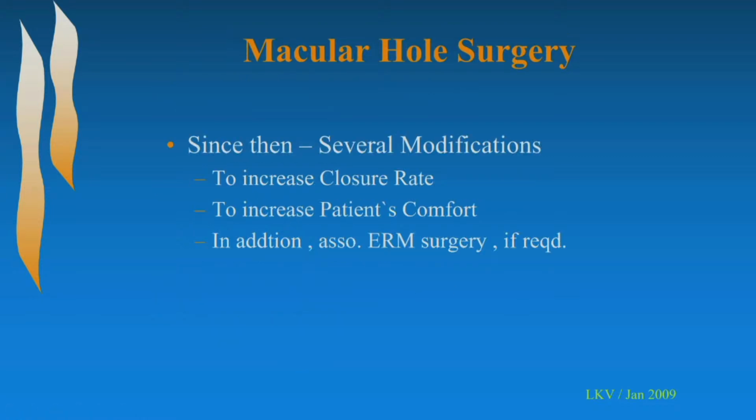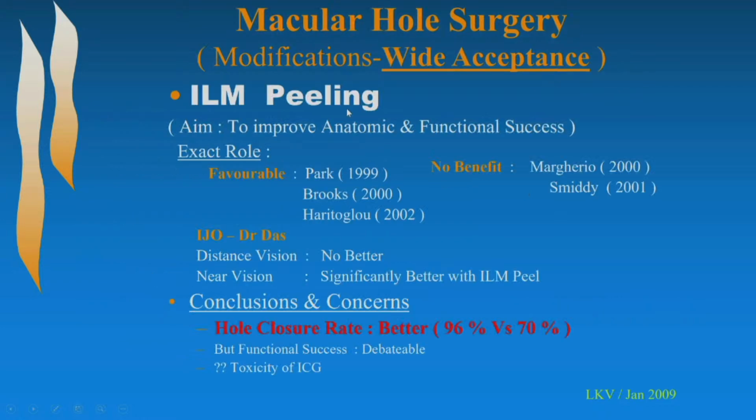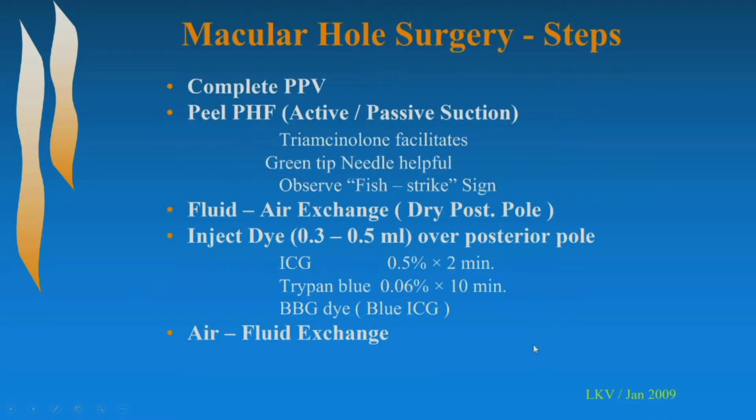And since then, a lot of modifications have been done. Biological adjuvants have been used. TGF beta, I remember one of the American Academy meetings, TGF beta caught the fanfare, but it did not stand the test of time. What stood the test of time was the ILM peel, and success rate immediately improved from 50% to nearly 96% in the anatomical pathway.